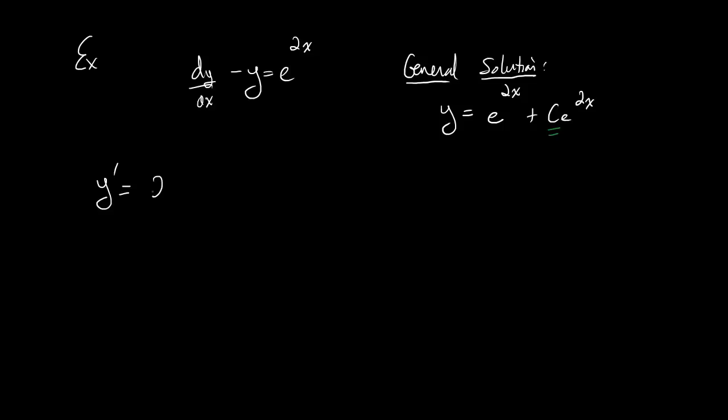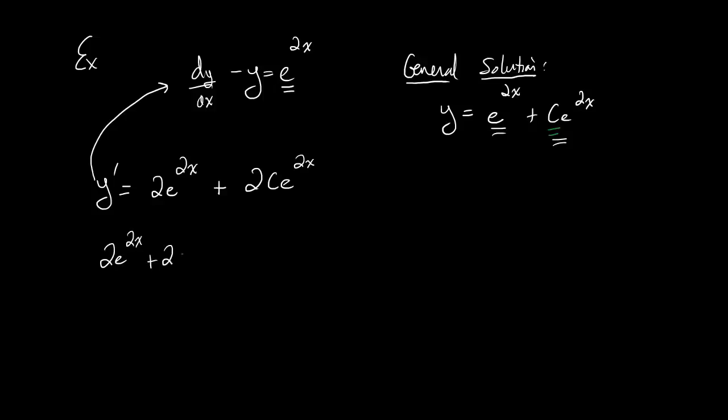Y prime will be 2e to the 2x, plus, taking the derivative of this second part, c is just a constant, and we're going to assume it's not equal to 0 in this circumstance. Then we're going to have 2c e to the 2x power. Let's plug this in and make sure that we get e to the 2x. So we're going to have 2e to the 2x power plus 2c e to the 2x power.